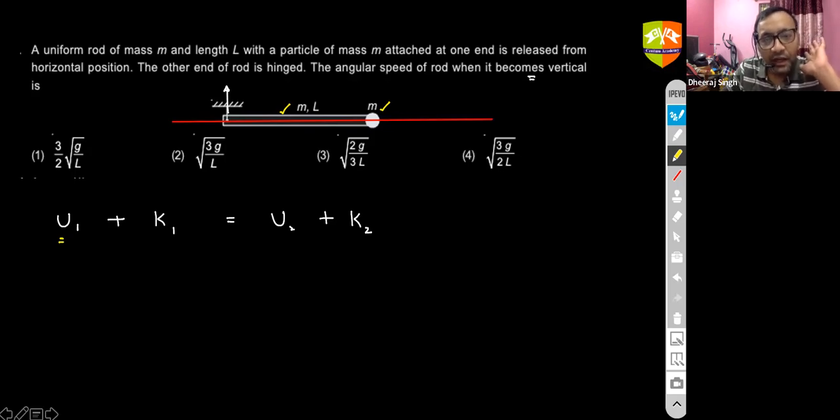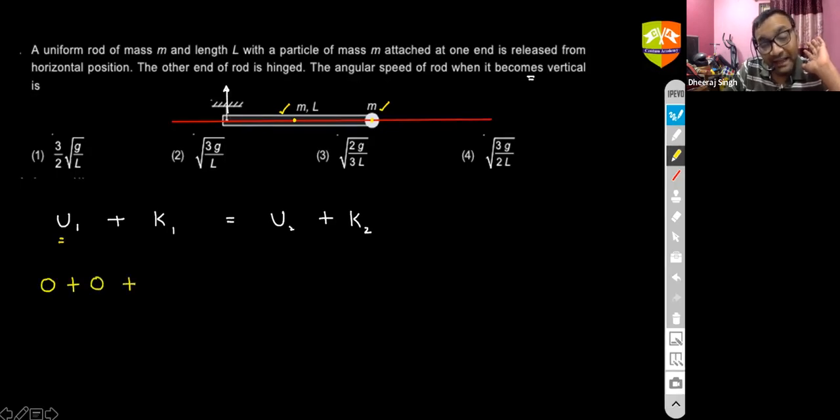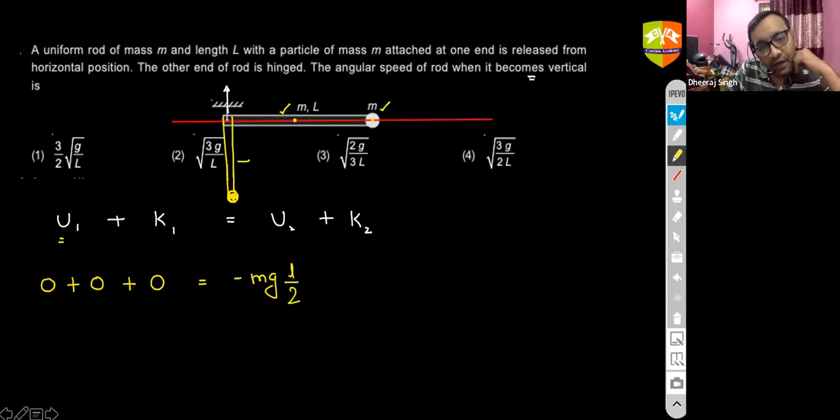So initial potential energy: you can see that the center of mass of the rod is also at the zero line and the particle also at the zero line. So U1 is zero for the rod, zero for the particle, plus kinetic energy is also zero. Everything is at rest. Then U2 is what? When the rod becomes vertical, what is the potential energy of the rod? Minus mgL/2. It comes down. Then the potential energy of the point mass is minus mgL. Right? Minus, it is going down.